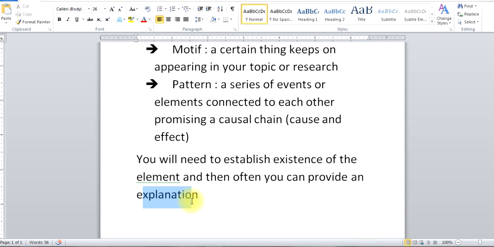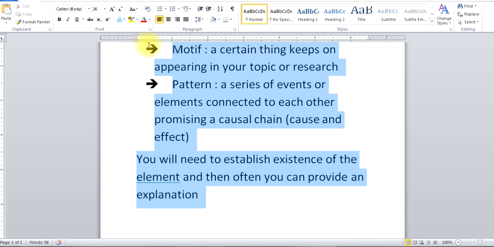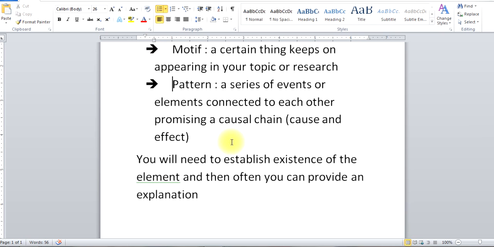So, if you're going to write using these techniques, your writing is very quickly going to divide itself into two basic tasks. First, you need to show that it really does happen this way, and then you show that here's why you think it does happen. You explain it.